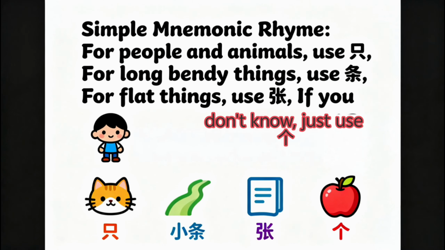Here is a simple mnemonic rhyme. For people and animals, use zhi. For long bendy things, use tiáo. For flat things, use zhāng. If you don't know, just use ge. This is the secret. In this way, you'll find that Chinese measure words make the language much more vivid and visual.